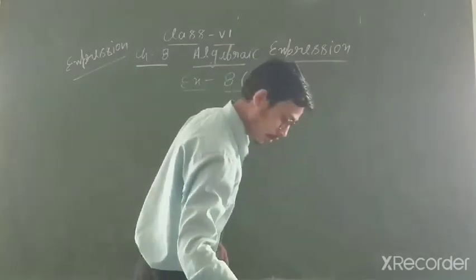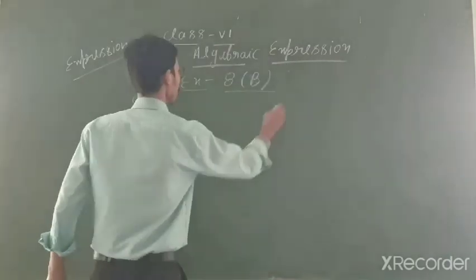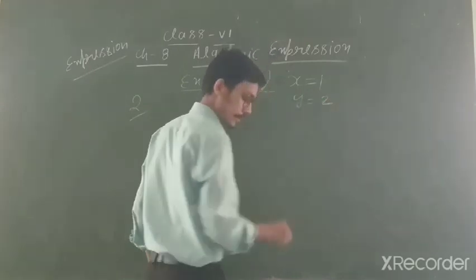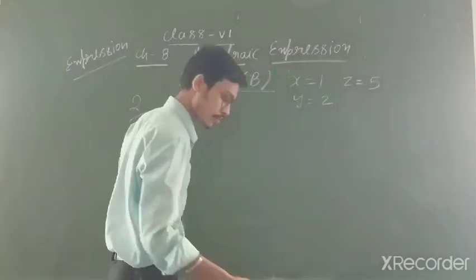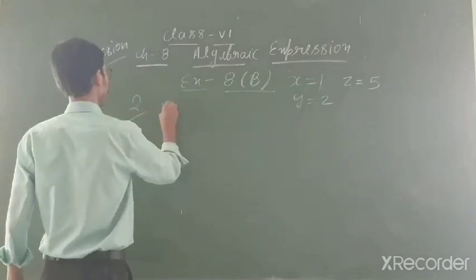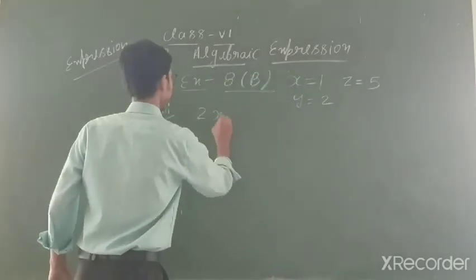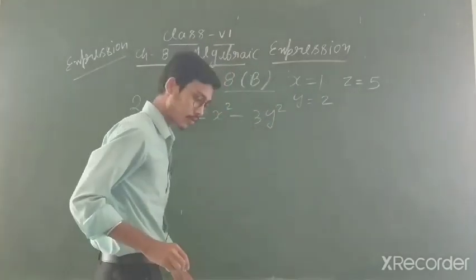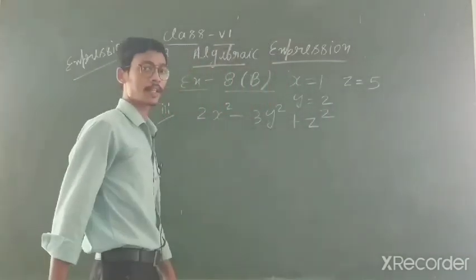Now what is given? Question number 2. Come on, question number 2. One question I will explain because the same concept is given. What is given? x equal to 1, y equal to 2 and z equal to 5. This is given, student. Clear? So now I am going to explain question number 3. What is given? 2x square minus 3y square plus z square. Clear, student? This is given.